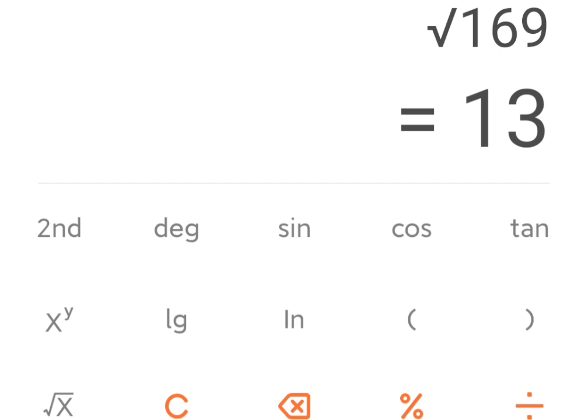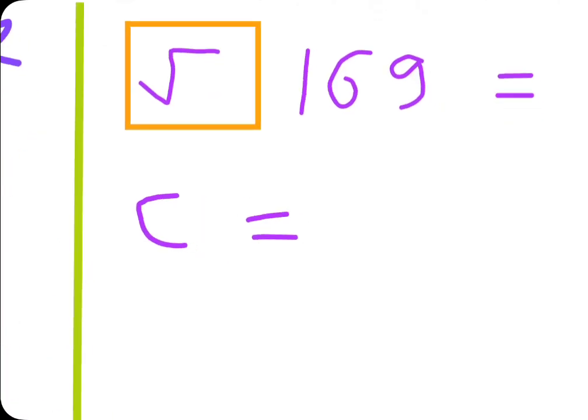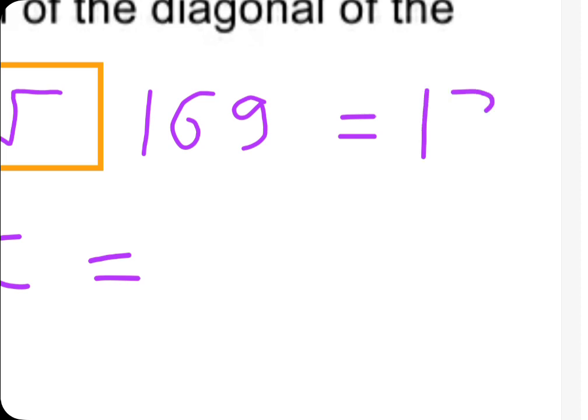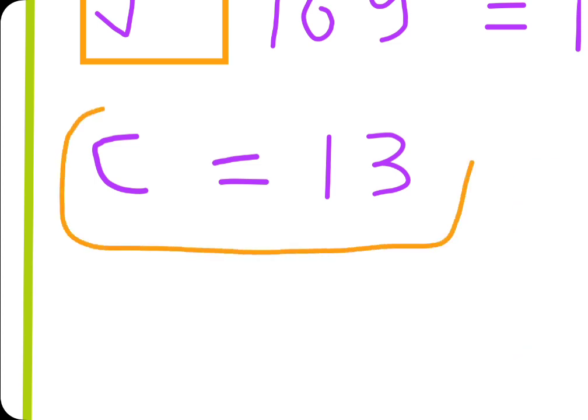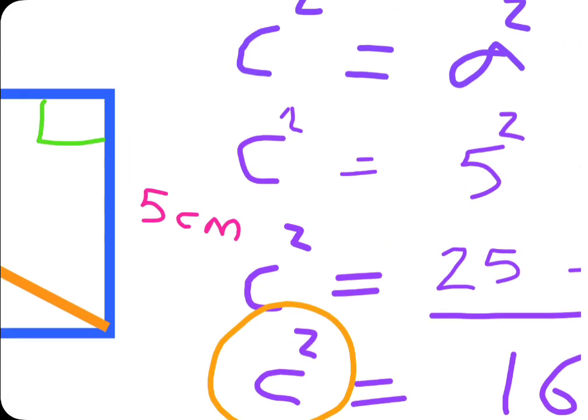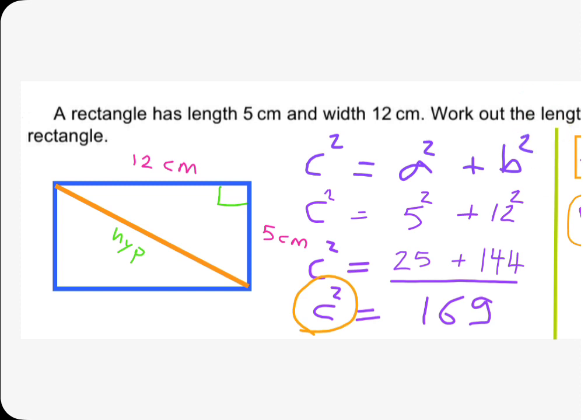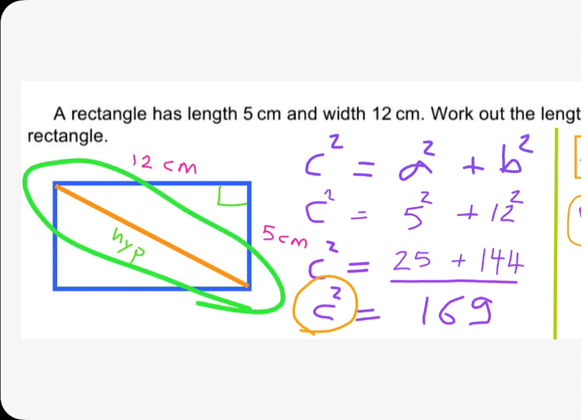Now let's go back and write the answer. So the answer for the square root of 169 is 13. We write it here. So c equals 13. And this is how we found the diagonal line, this line, on the rectangle.